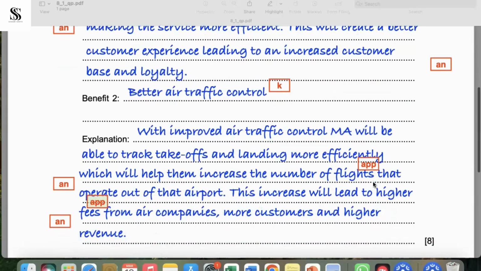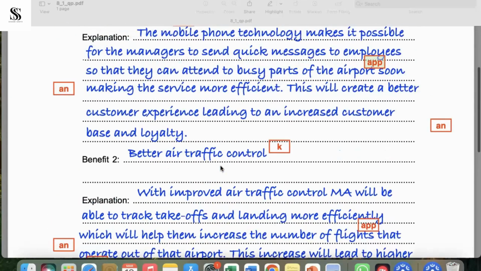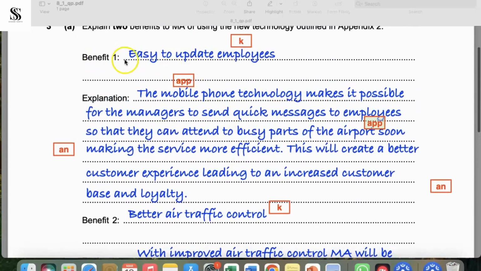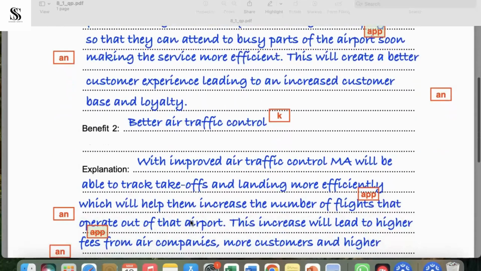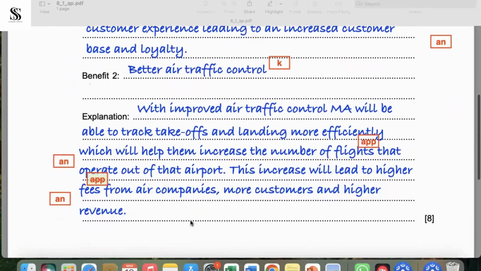The second benefit identified here, better air traffic control. Now, mind you, if you look at the case study, you will see that these 2 benefits have been taken from that directly. These are not general ones. These are points that would be evident to you once you read the case study. With improved air traffic control, MA will be able to track takeoffs and landing more efficiently, which will help them increase the number of flights that operate out of that airport. Right? So the end impact, and here flights will be the application.